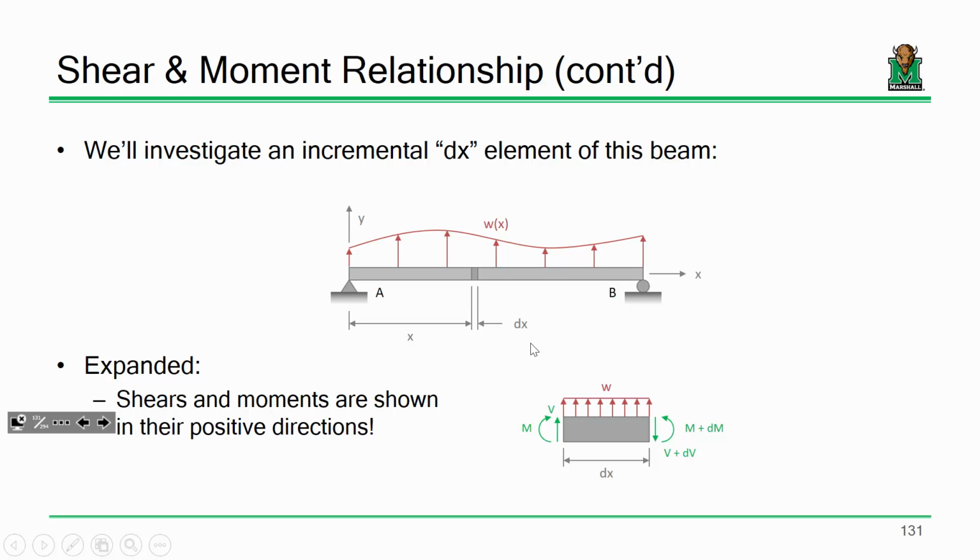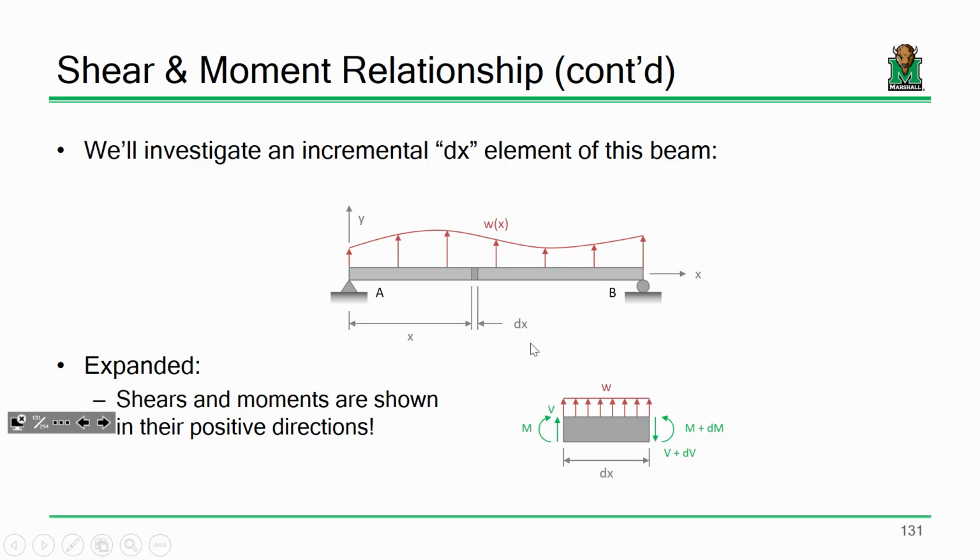I cut myself out a little slice out of that beam, a little differential element that's dx wide. And I say, well, the load probably varies across the beam, but across that little differential element, remember, we're talking about a differential. It's really, really thin. Along that differential element, I'm assuming that the load is constant. Now, I've got shears and moments on either side of that cut, and I've got them drawn in their positive directions. Remember, that's our sign convention.